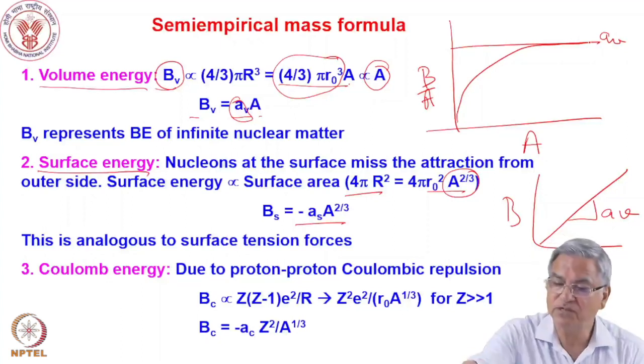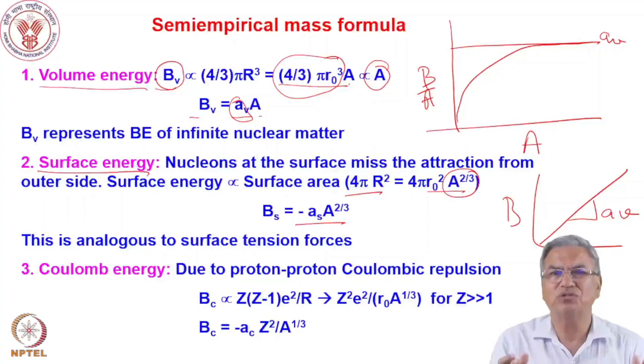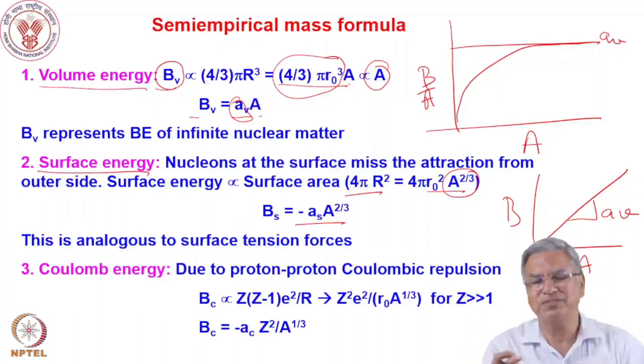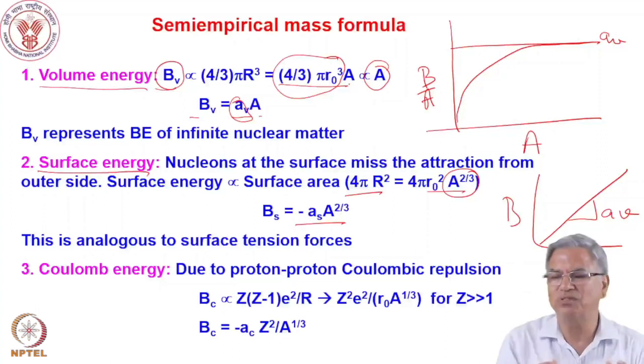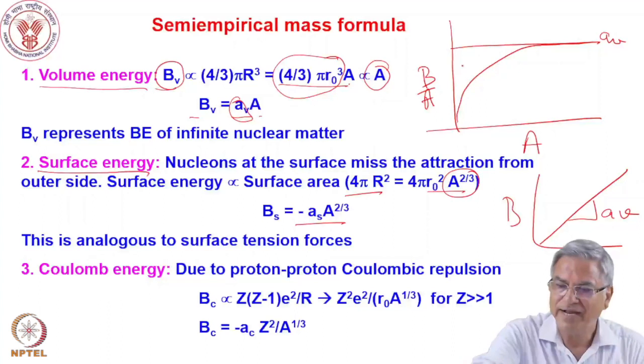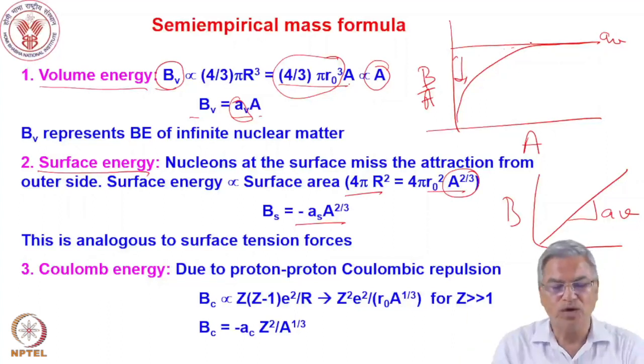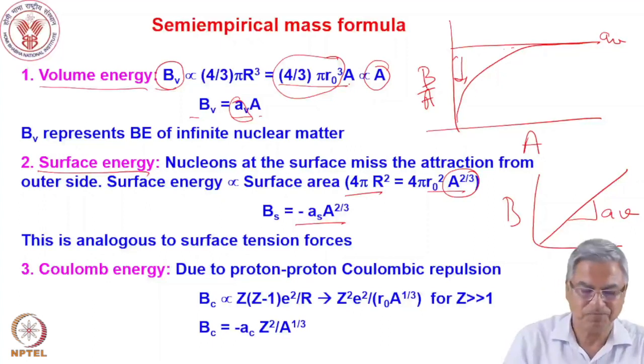The surface energy term will be significant at low mass, where nearly all the nucleons are at the surface. But as you go to higher and higher mass, there will be fewer and fewer nucleons at the surface. So the surface energy term is dominating at lower masses and becomes less and less as you go to higher and higher masses.